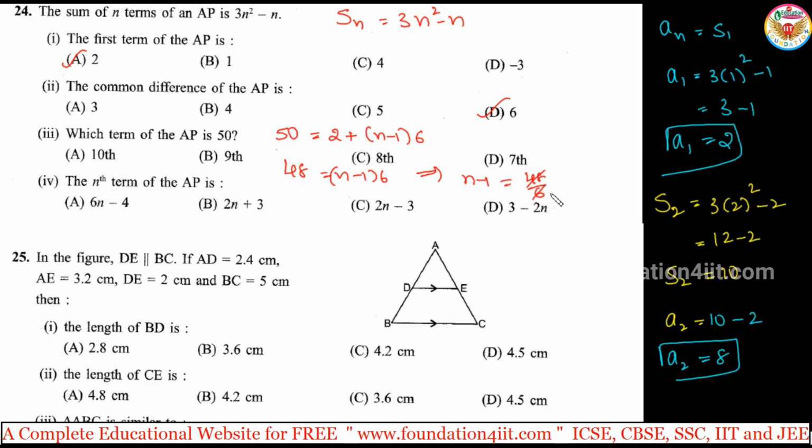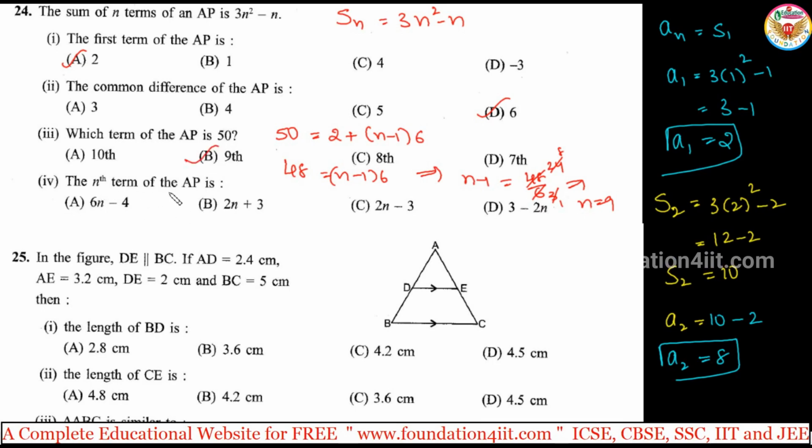Normal calculation. You can cancel with the 2 table. 3 and 24, 3 and 8. N minus 1 is equal to 8, then N is equal to 9. So ninth term it is, right?